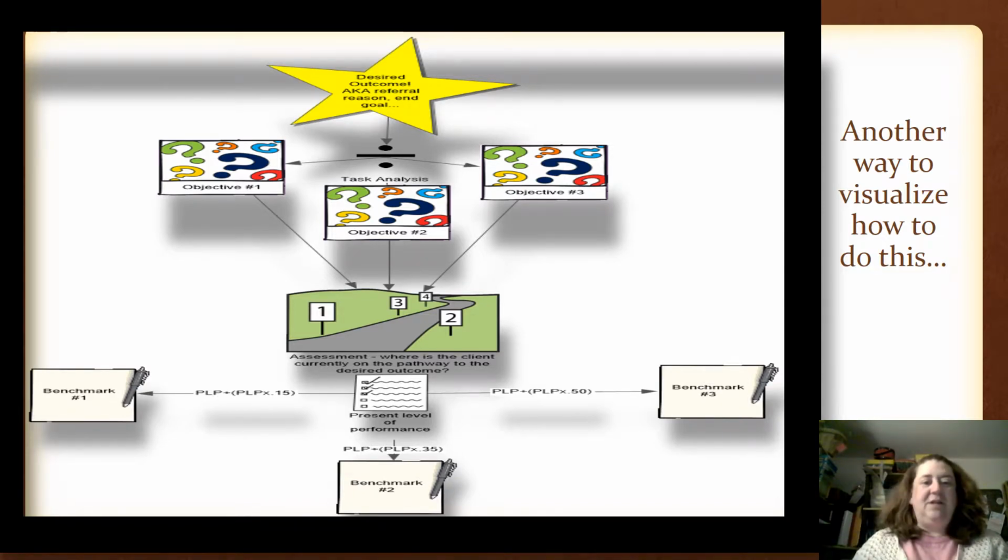And then you start to put together your benchmarks, which in this example is the present level of performance plus present level performance times 15% equals benchmark number 1. Benchmark number 2 is present level performance plus present level performance times 0.35, and then benchmark number 3 is present level performance plus present level performance times 50%, half again greater than what they had. There you go, without the formula.